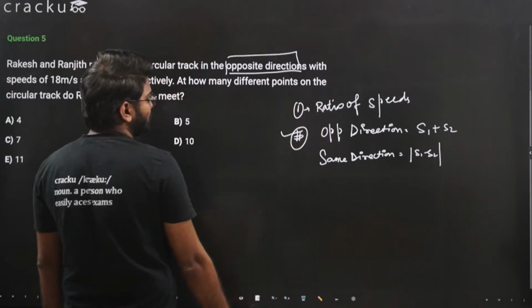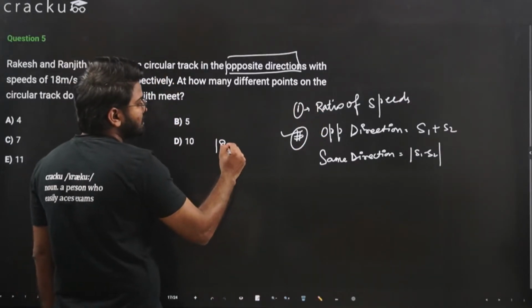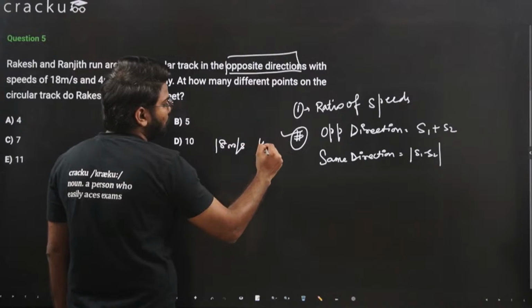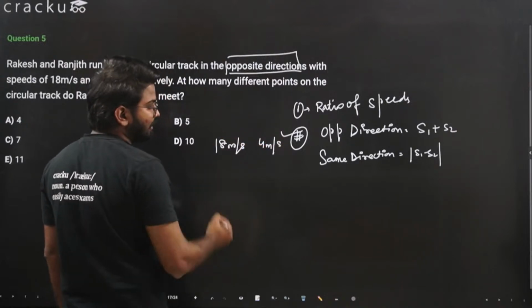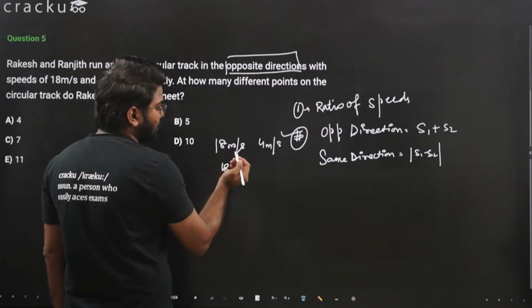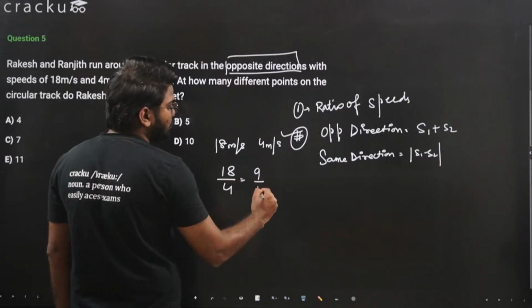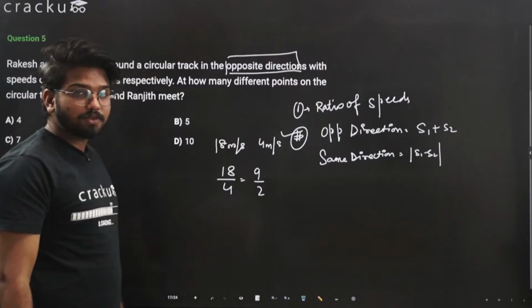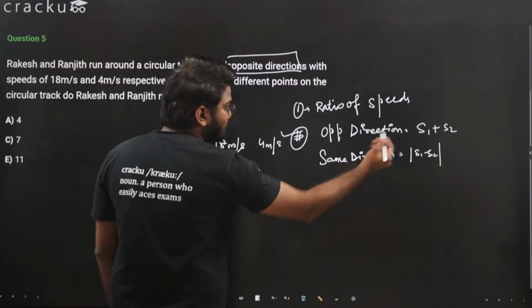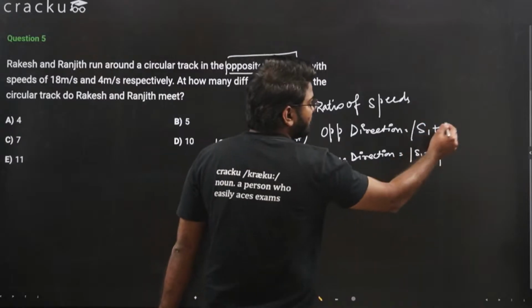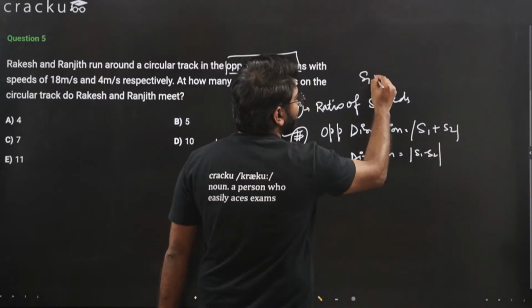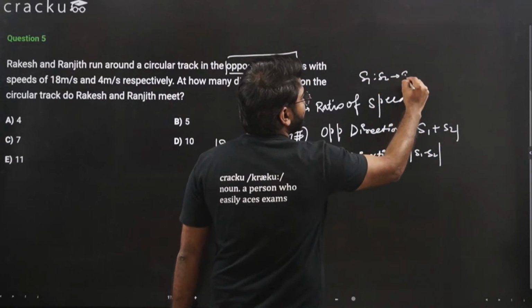First, we'll find out the ratios. We have 18 meter per second and 4 meter per second. That is, if we convert this into simplest form, we have 9:2. This is the simplest form. After that, the sum of this, where S1 and S2 are in simplest form.